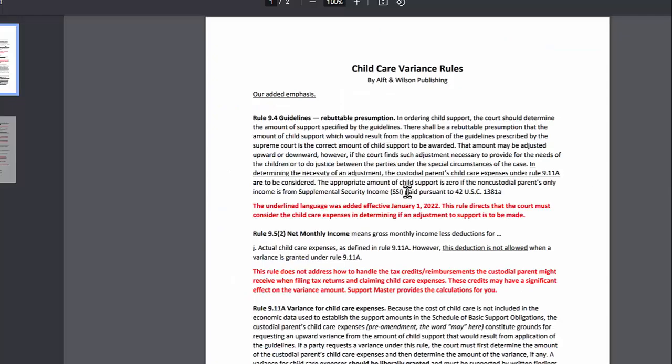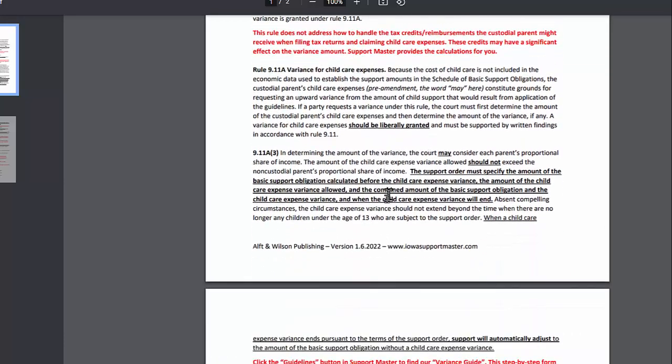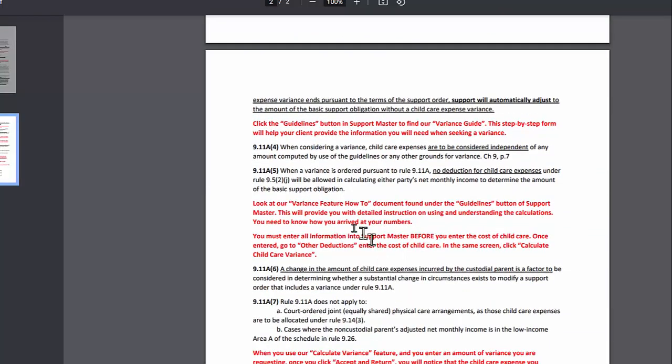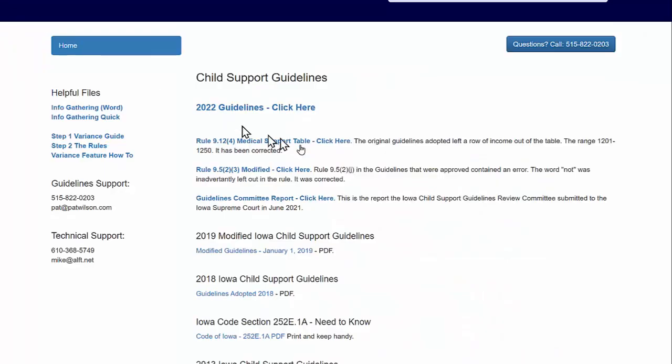Step 2, these are the guidelines rules that were changed effective January 1. We added the rules in and underlined the areas and made them bold in places that you need to pay attention to, and we added these red notations here. You need to know this stuff. You may not want to fool with it, but you need to know it so you can explain it to the court and you can be educated and know what you're talking about. Nobody wants to look like a fool.